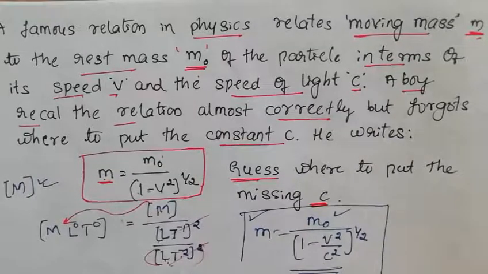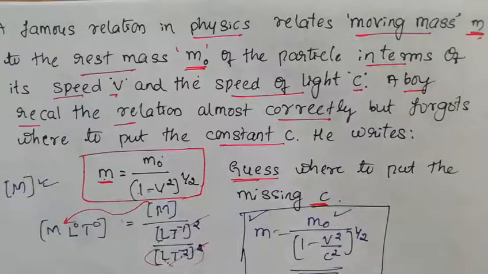Like this equation. When the body is moving at nearly the speed of light, about nearly 3 lakh km per second, the mass changes. In that case, if not, then the mass of the body remains constant.